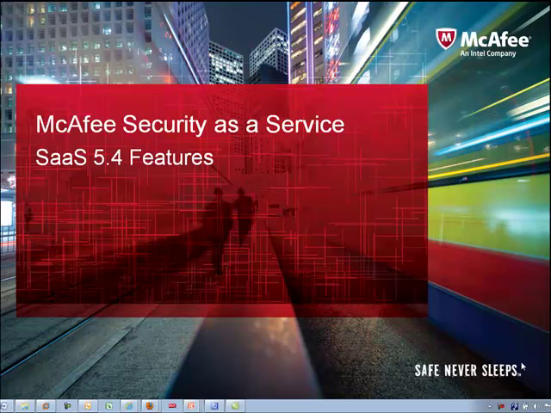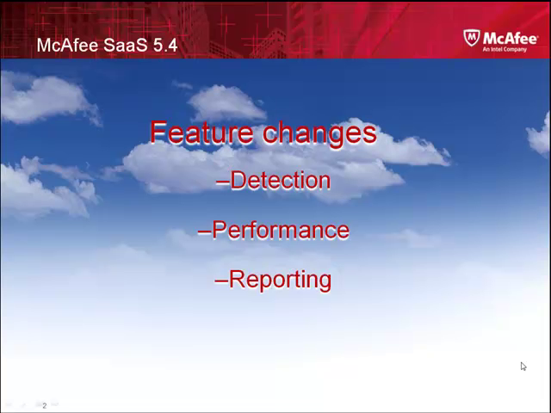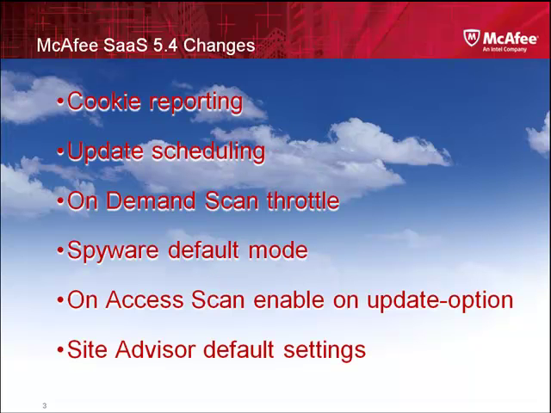McAfee Security as a Service, the SaaS 5.4 features. McAfee SaaS 5.4 has feature changes in three basic areas: detection, performance, and reporting. The McAfee SaaS 5.4 changes include new cookie reporting, and the most significant change is in the update scheduling area.